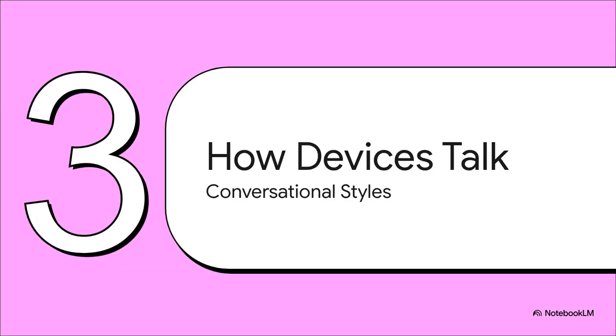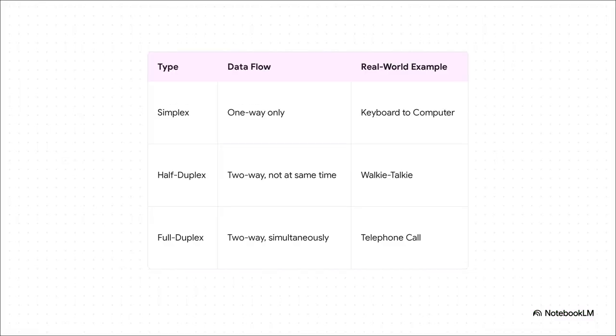Okay, so we've got our 5 essential components down. But, just like with people, not all conversations are the same. Digital chats can have different flows, too. You could call them conversational styles. There are basically 3 main styles to know. First, you've got simplex. That's a total one-way street. Data only flows in one direction, like when you type on your keyboard and it goes to your computer. Then there's half-duplex. The best example here is a walkie-talkie. You can talk, then I can talk, but we can't talk at the same time, over. And finally, full duplex. This is just a regular telephone call where we can both talk and listen at the exact same time. And most of our modern communication is definitely full duplex.